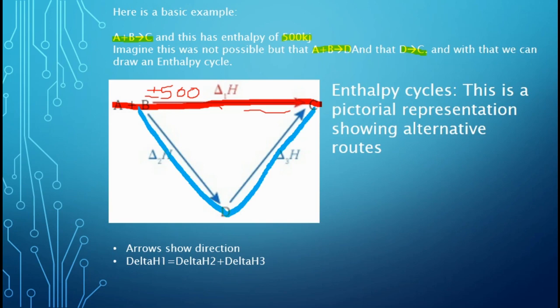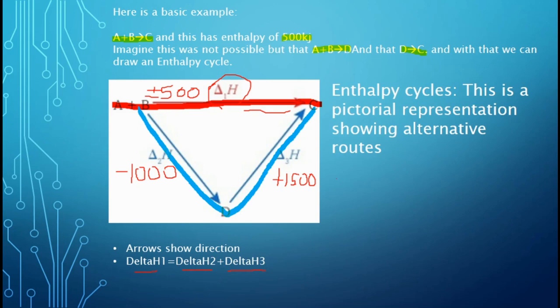Now let's say we want to find out this route. So let's say this route here was minus 1000, right? And this route here gave us plus 1500. Now, as you see here, we have this rule: delta H will equal delta H1 plus delta H2. So delta H1, that means, should equal minus 1000 plus 1500.